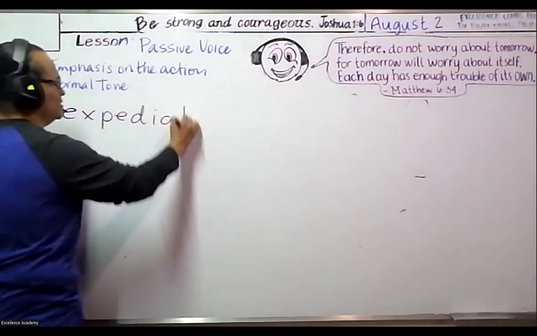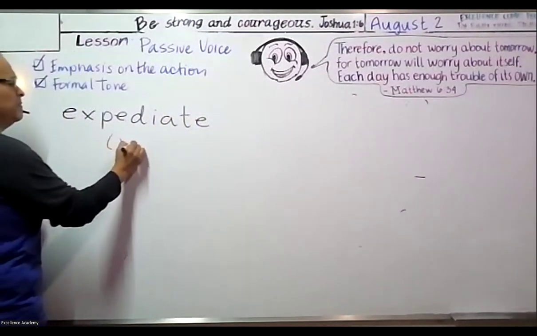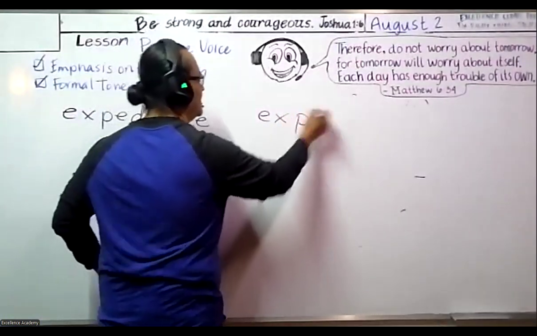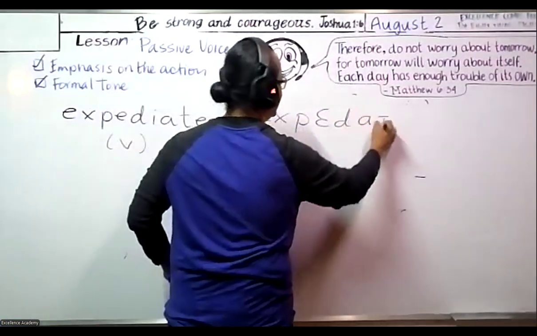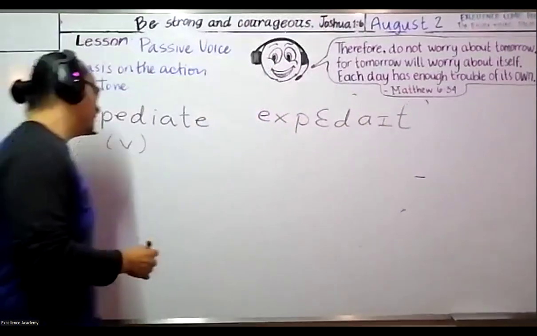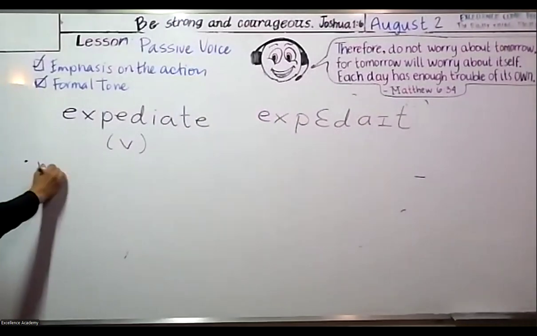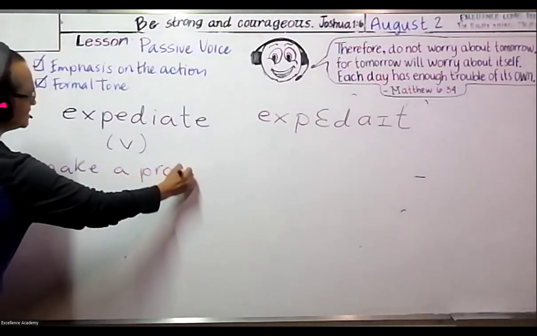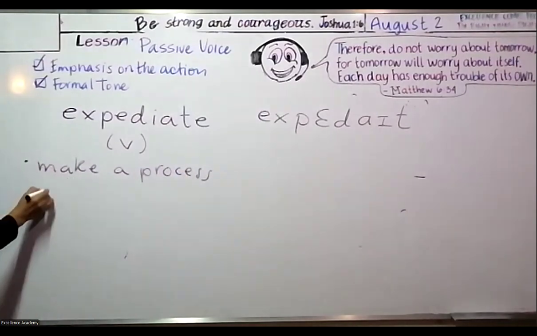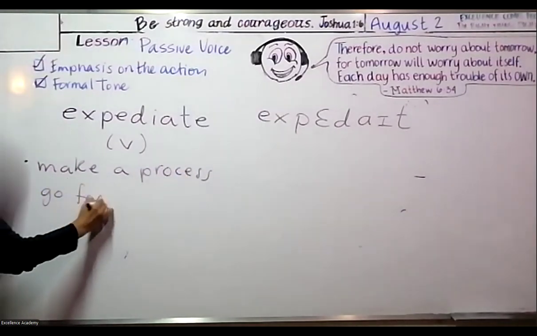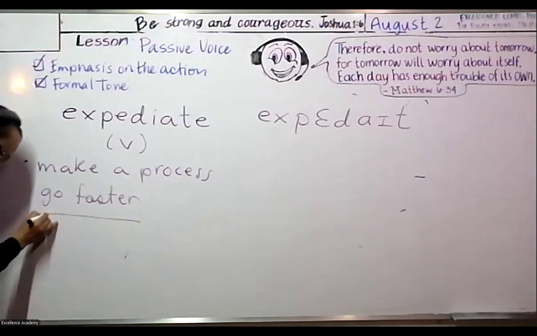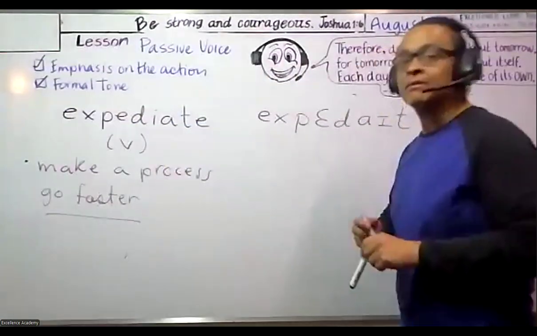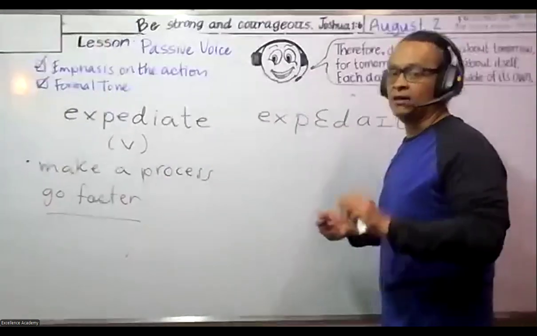Very useful for customer service. Expedite is a verb, right? And it is pronounced like this. You're going to say expedite. Could you say that, please? Expedite. Expedite. Expedite. And it means to make a process go faster, right? To make something happen quicker, faster. Got it? Expedite.